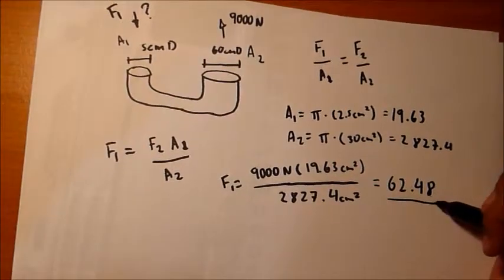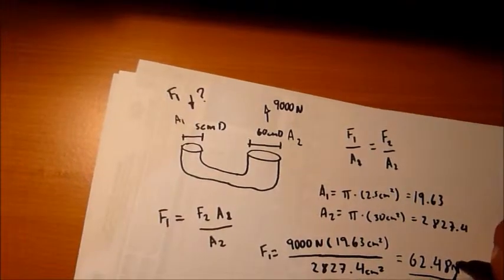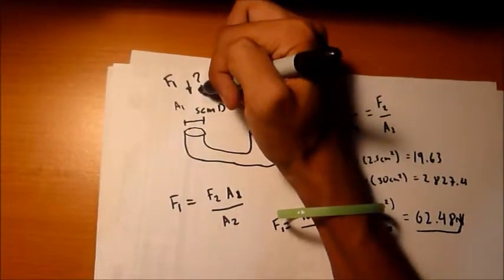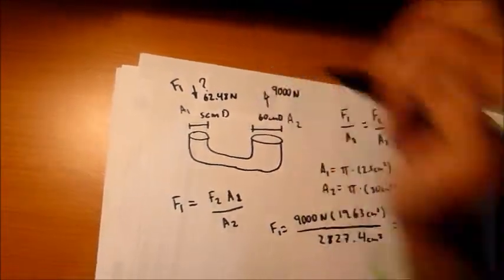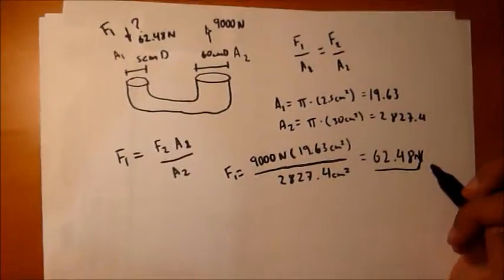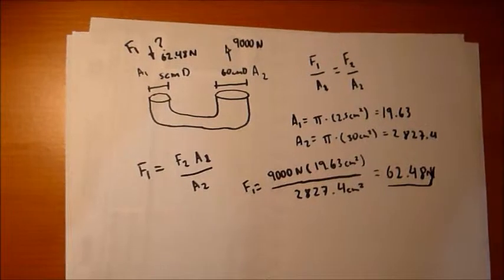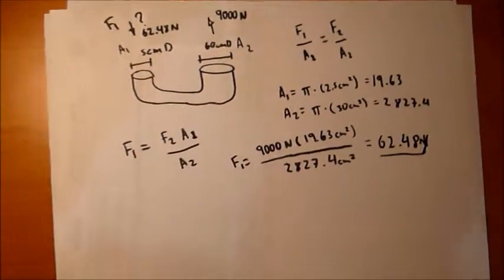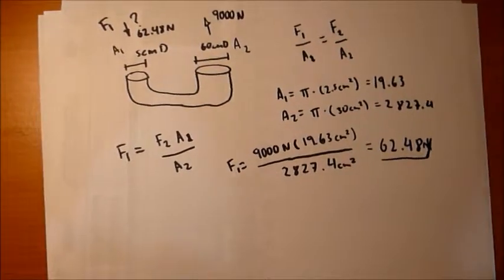This is going to be our resultant input force, in newtons. So we have to apply a 62.48 newton input force to have an equivalent output force on the other side of our hydraulic press. And that's pretty much it.